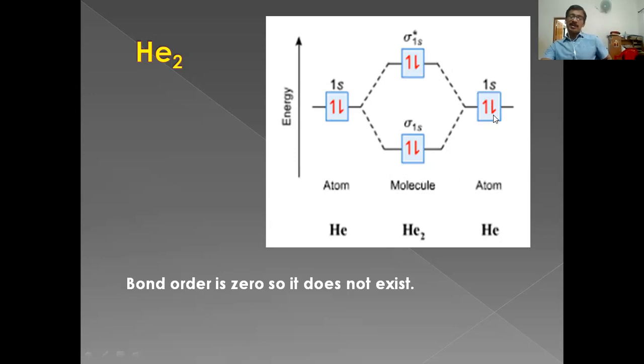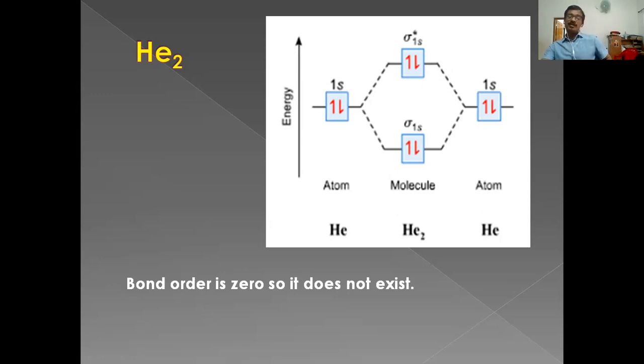And by the linear combination of atomic orbitals 1s and 1s, we will get sigma 1s and sigma star 1s. First 2 electrons will enter into sigma 1s and the remaining 2 electrons will enter here sigma star 1s. And when you calculate the bond order, you can see 2 minus 2, 0 divided by 2 equal to 0. Bond order is 0, so it does not exist. Since the bond order is 0, He2 molecule cannot exist. So this molecule is not possible.